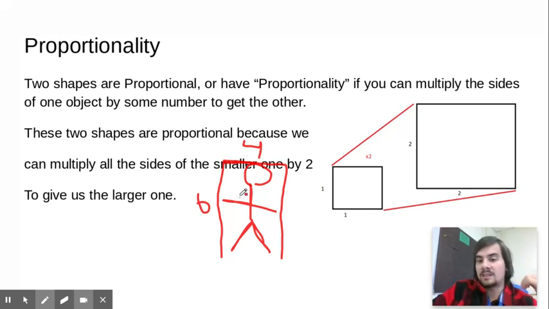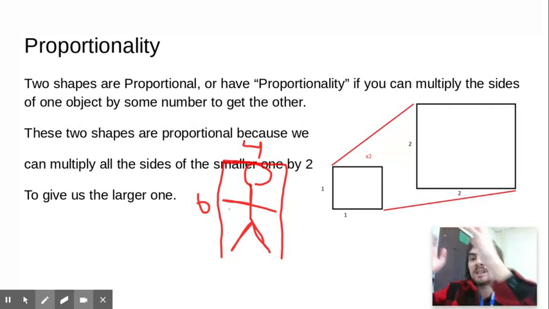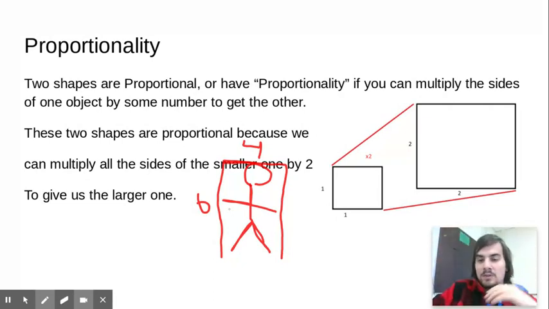So if we had this as our scale model, maybe this is 6 millimeters by 4 millimeters, and our actual person is 6 feet by 4 feet. This would be a scale model of that because we could expand it. We could blow it up by whatever the millimeter to feet conversion is. We could size it up by that amount to get to our actual model. So that's what we're talking about when we're talking about proportionality.